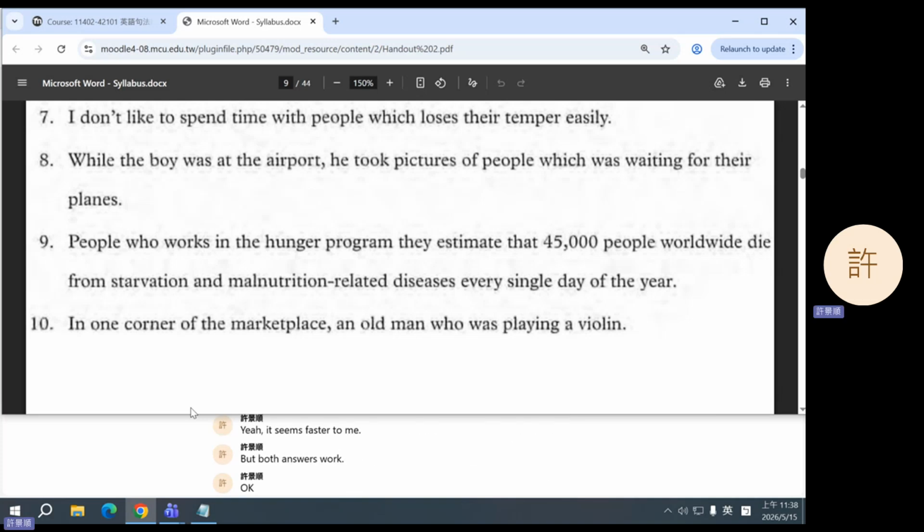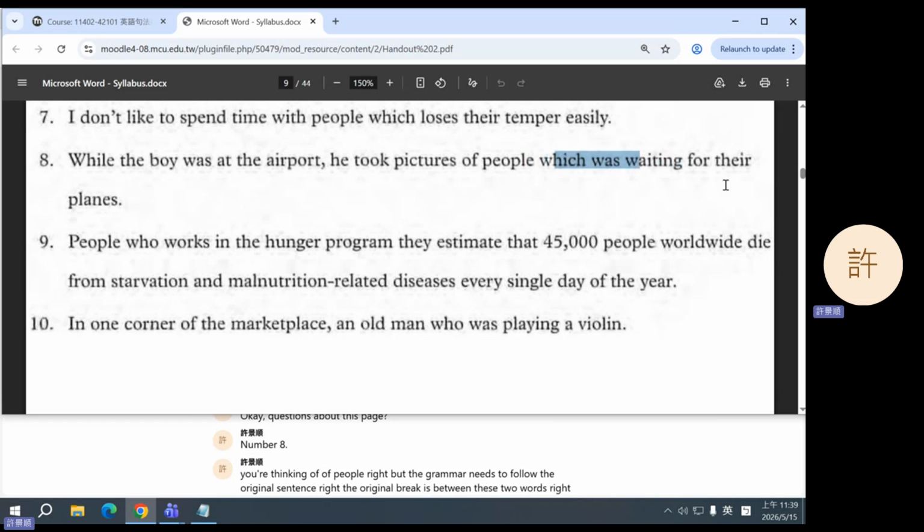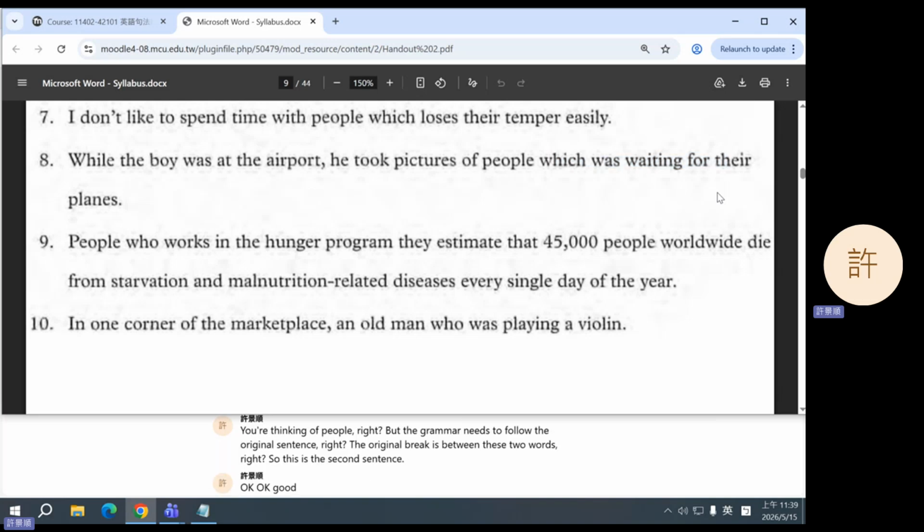Okay, questions about this page? Number 8. Okay, so in this case, the "which" is the subject because it is "they are waiting." You're thinking of people, right? But the grammar needs to follow the original sentence, right? The original break is between these two words, right? So this is the second sentence. Okay? Okay, good. Other questions about this page?